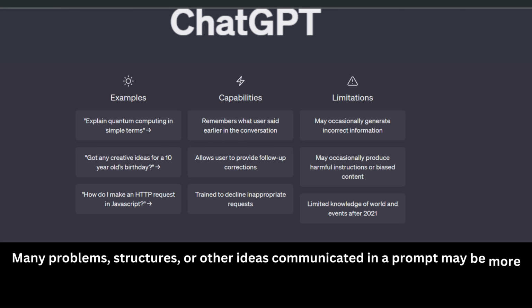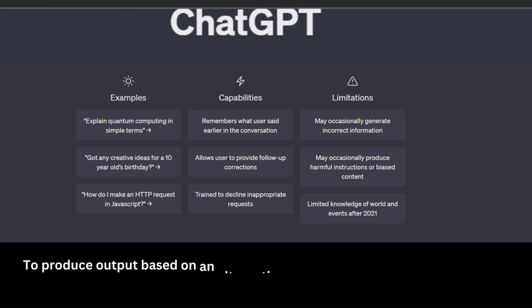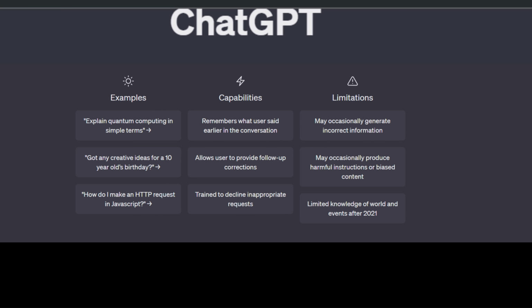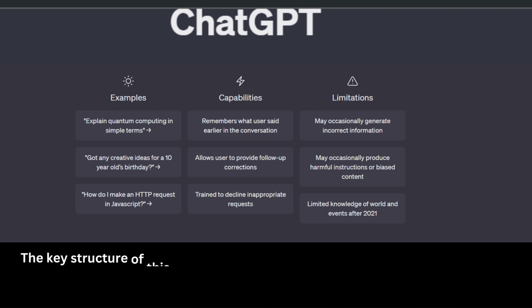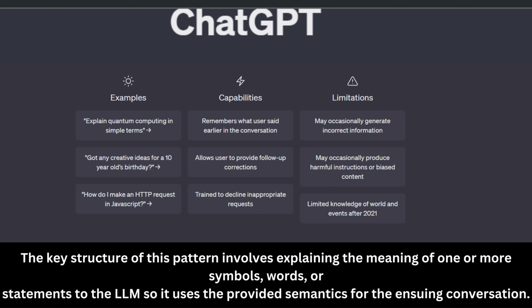Many problems, structures, or other ideas communicated in a prompt may be more concisely, unambiguously, or clearly expressed in a language other than English. To produce output based on an alternative language, however, an LLM needs to understand the language's semantics. For example, contextual statements: when I say X, I mean Y or would like you to do Y. The key structure of this pattern involves explaining the meaning of one or more symbols, words, or statements to the LLM so it uses the provided semantics for the ensuing conversation.